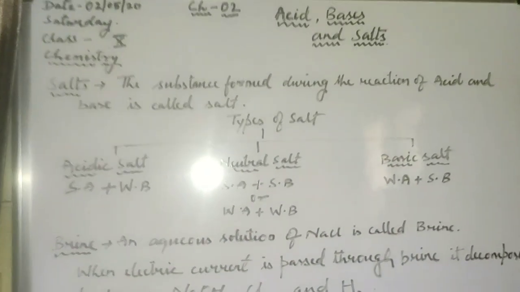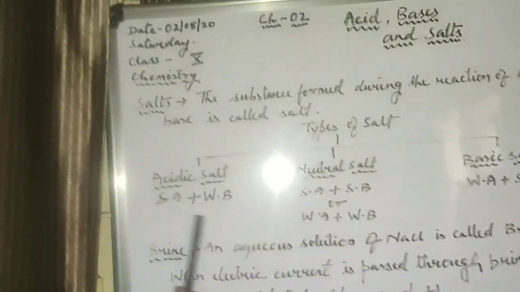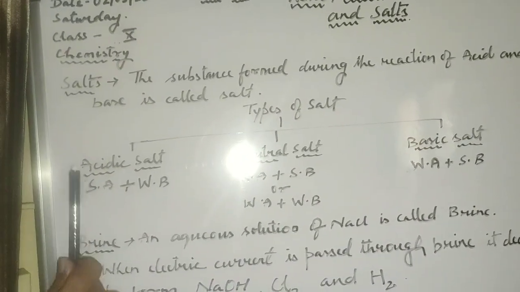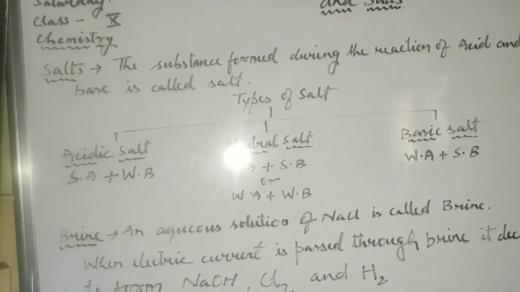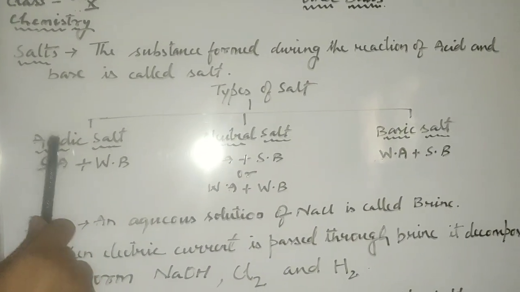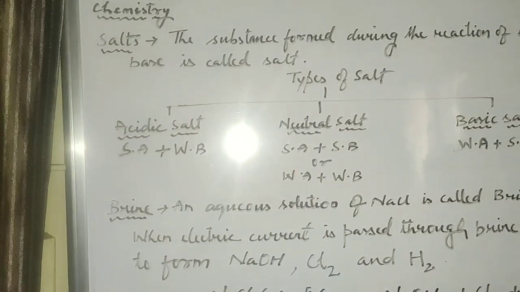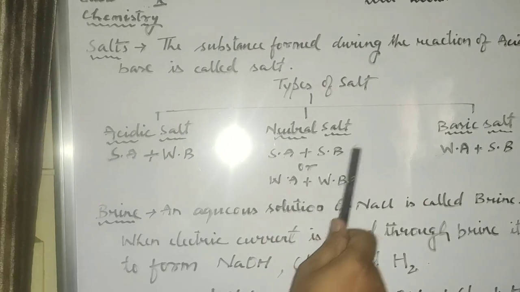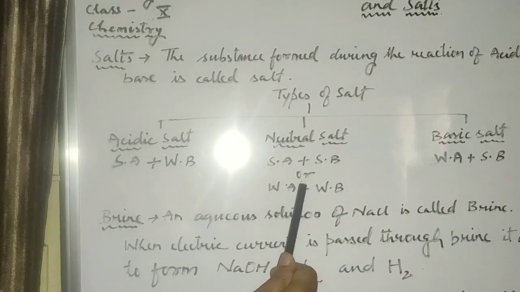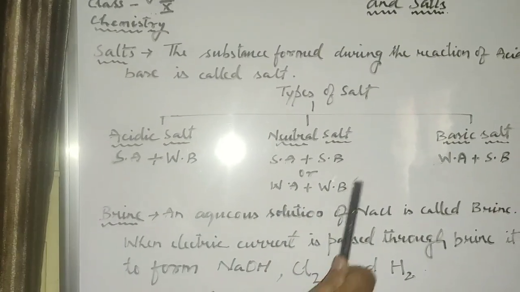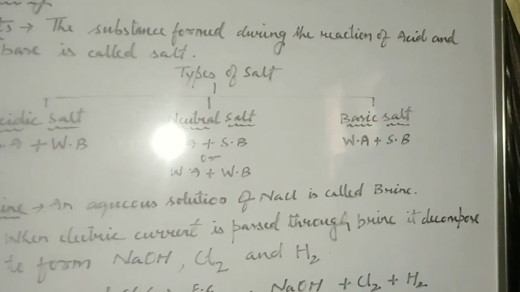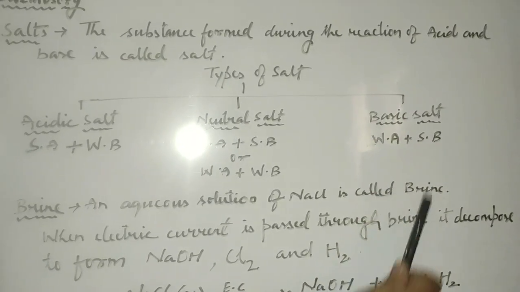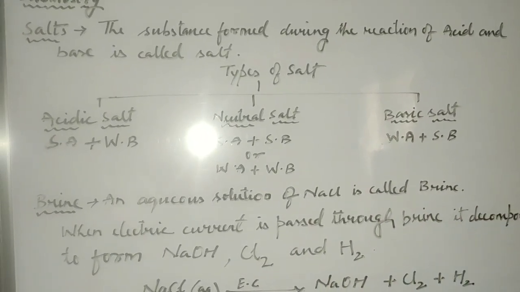How is this acidic salt formed? If a strong acid reacts with a weak base, WB means weak base, not West Bengal. So, when a strong acid reacts with a weak base, the salt obtained is of acidic character. Now, neutral salt. When the acid is strong and base is strong, the salt obtained will be neutral. Likewise, when weak acid and weak base react, they form the neutral salt. Now, basic salt. What is basic salt? The product of weak acid and strong base is a basic salt.